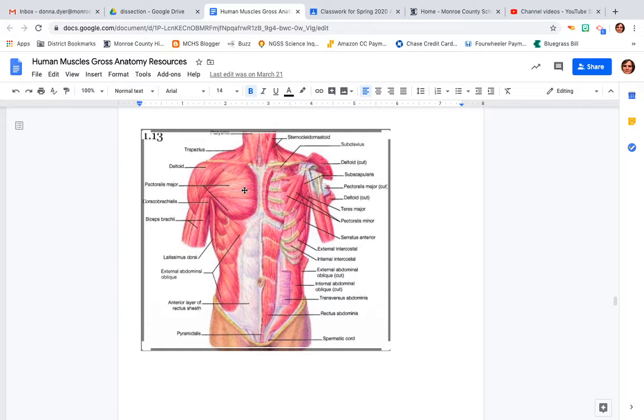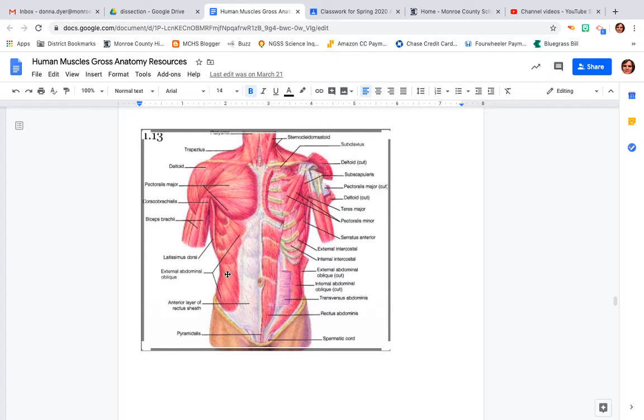If we cut the pectoralis major away, it's been cut and reflected, so pulled back, we can see the pectoralis minor underneath. So the pectoralis minor is one of the only deep muscles that we're learning. The pectoralis minor is a deep muscle on the chest. The pectoralis major is the superficial muscle on the chest.